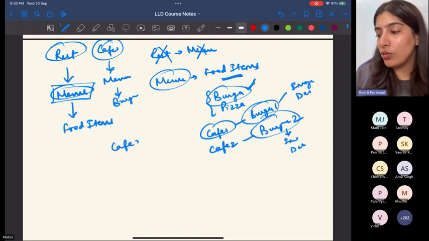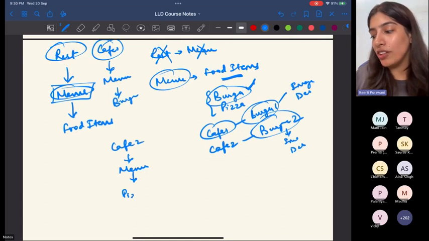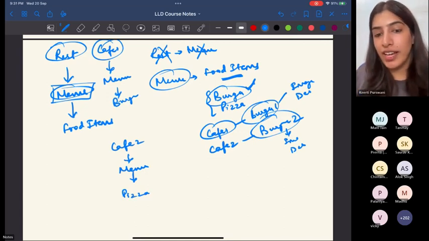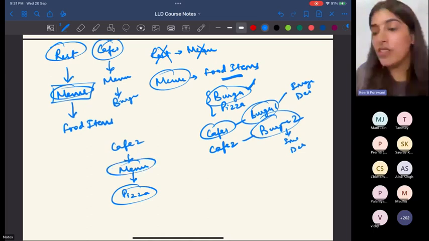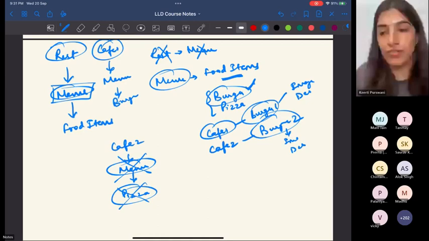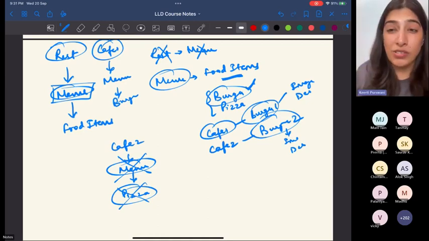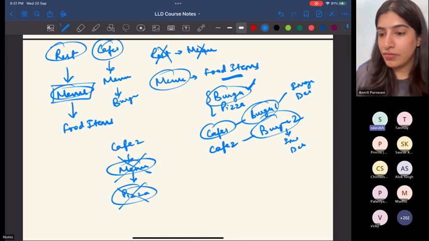Versus, say, cafe 2 has its own menu and then it will have, say, pizza and all. It might not even have a burger, right? So this pizza object will exist only if the menu exists. And if I delete this menu, the pizza will get deleted by itself. Does it make sense? Yes, no? Is it kind of a cascading relationship or something else?